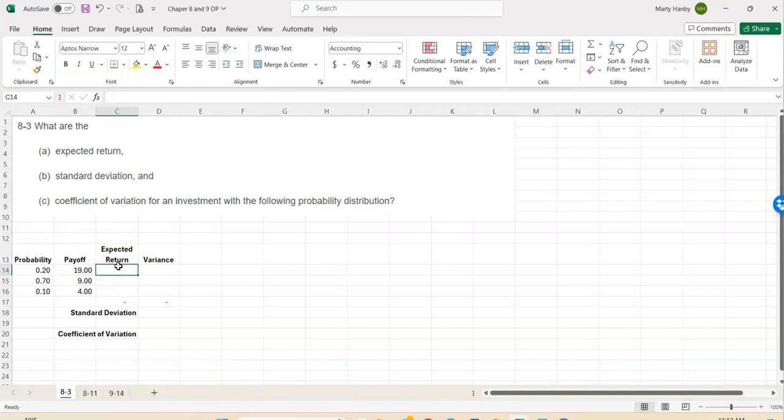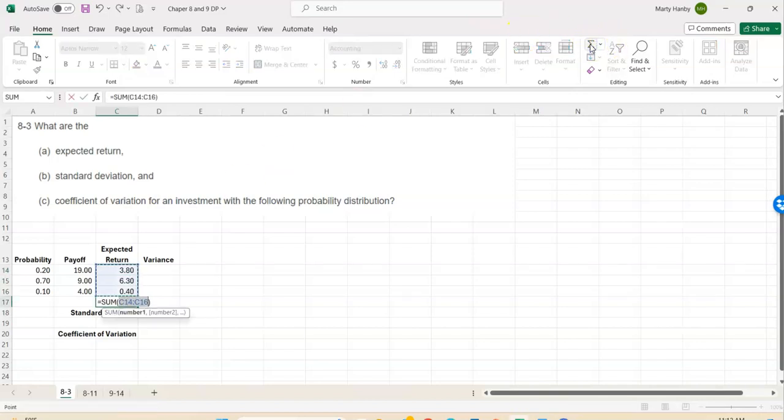To calculate our expected return, we simply take the probability and multiply it. That's the star key. So the 20% probability of a 19% return. We multiply all three of these and add them up. I simply go down in the corner here, get the little cross, and I can drag it down. And I just put a sum here. It'll automatically highlight the numbers that are above it. So my expected return is 10.5%.